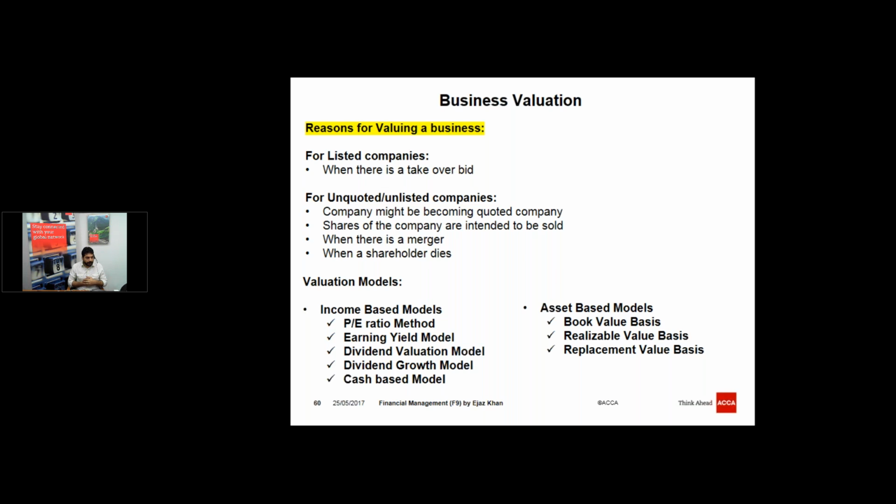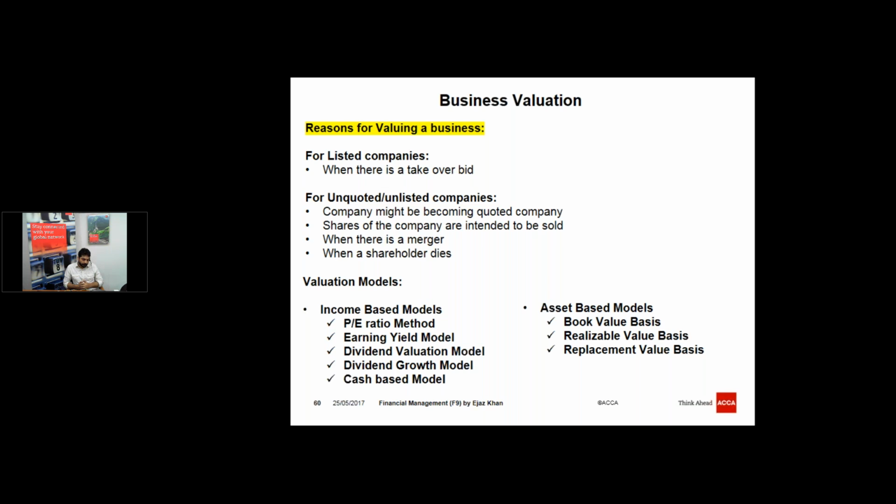For example, if you go and you're trying to buy a cell phone, you will always have a value in your mind for a particular cell phone which you'll be willing to pay. So in the same case, if you're going to buy a company, you will have some value, you will have some calculation behind that value. So what ways are there which we can use to value a business? Before we discuss the models for valuation, we need to know the reasons why we are going to perform a business valuation.